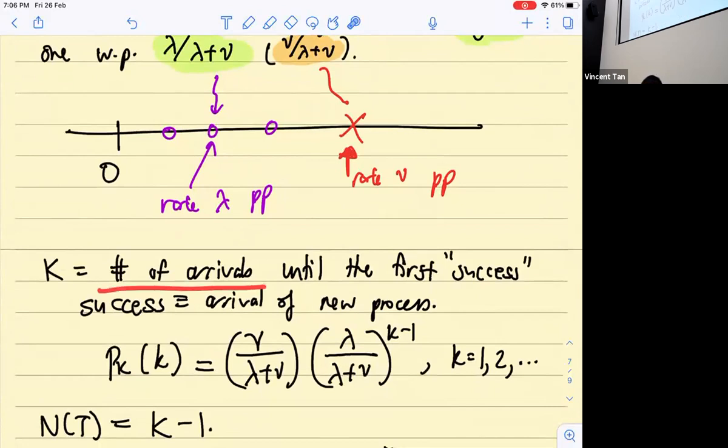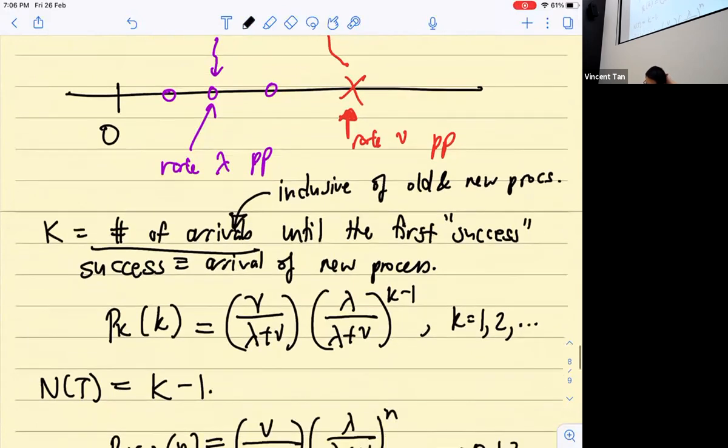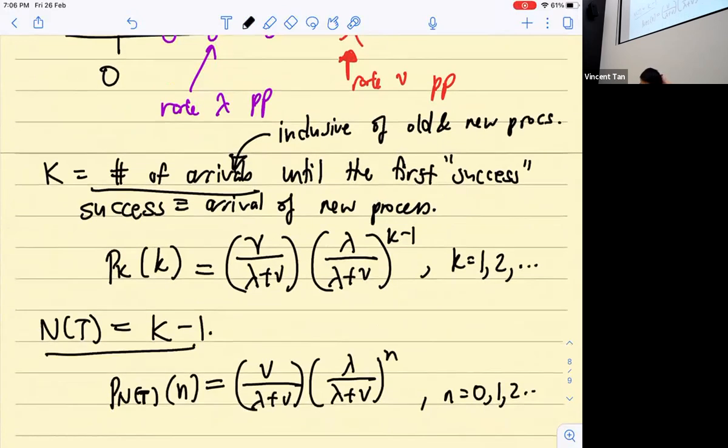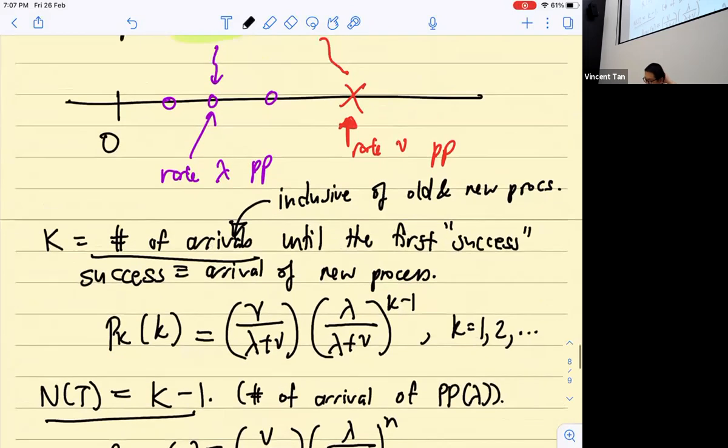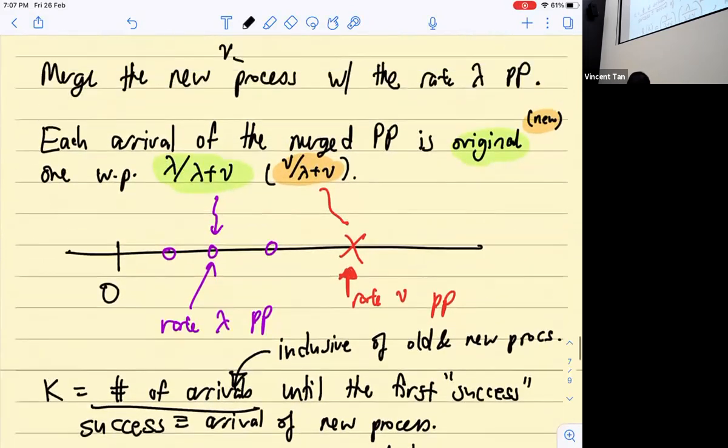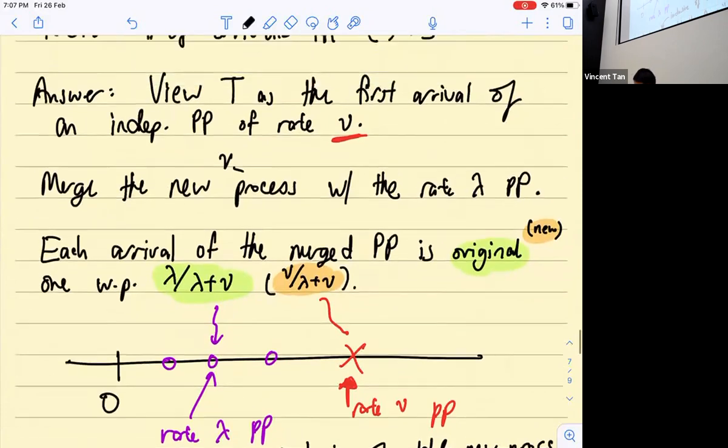This is the number of arrivals. When I say arrivals, I mean inclusive of old and new processes. Okay, this is the meaning, not just the old one. Now here I define the number of arrivals of the lambda process, the old process. So again, I'm going to pause to let people ask questions here.